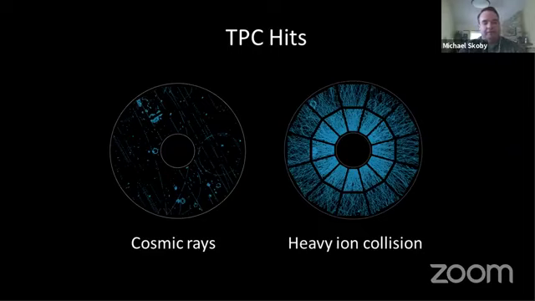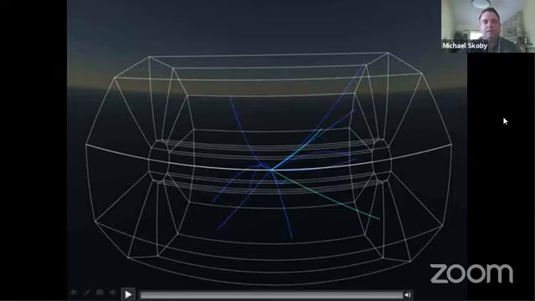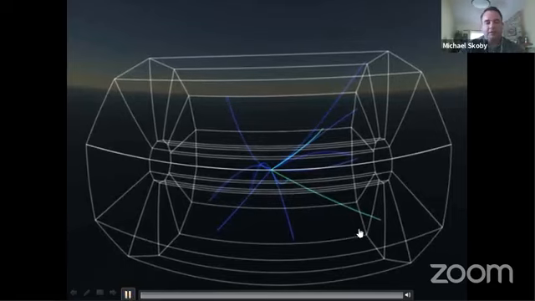So we do that and we take this into account, and then we can reconstruct all of the particles that come from a collision. So what I'm going to show you is a 3D simulation of the time projection chamber. That's this skeleton looking thing. This middle cylinder is the beam pipe. That's where you have an ion coming from the left and the right, and then they collide in the center. The image is a little bit distorted because this was intended for the planetarium, but it does a great job nonetheless.